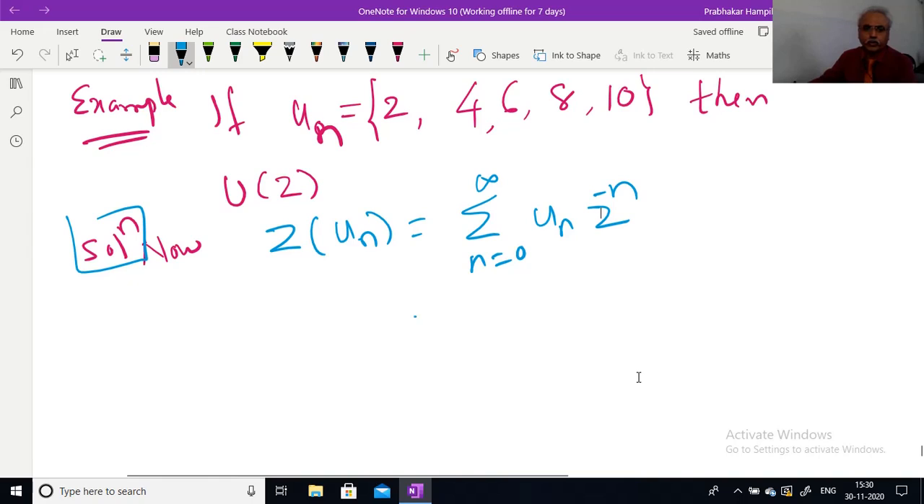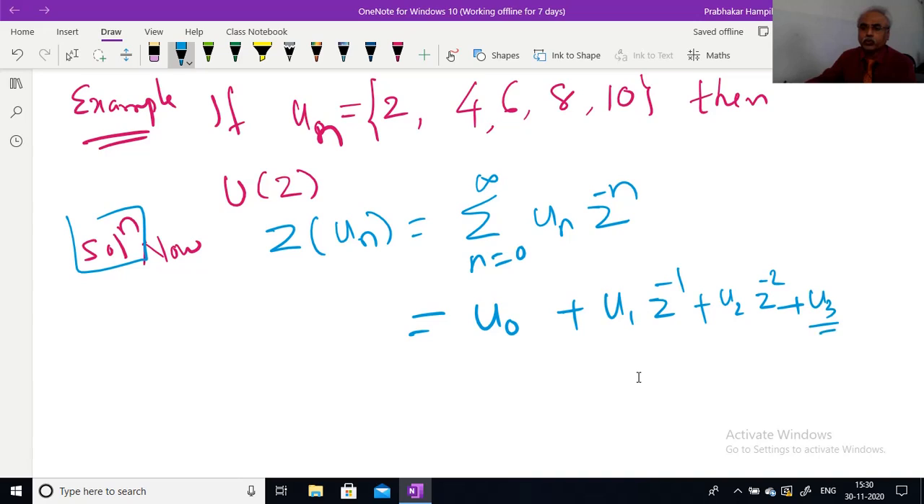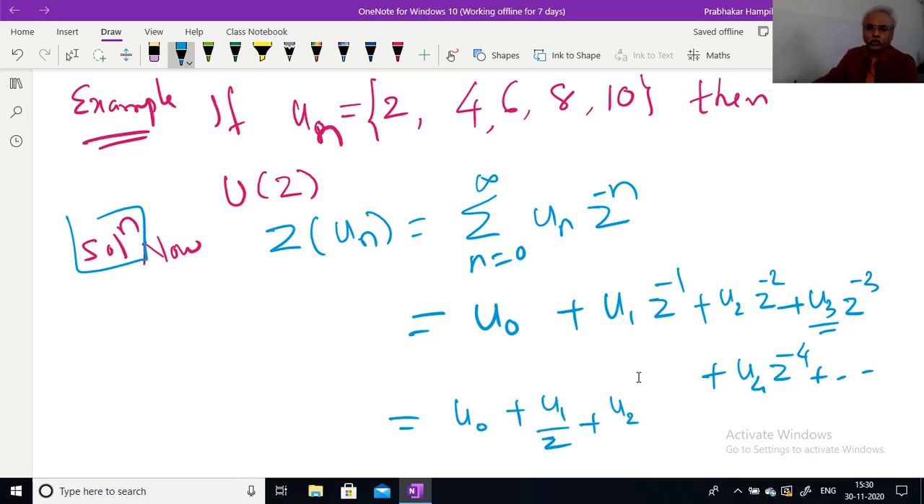First one is u0 z raised to minus 0, u1 z raised to minus 1, u2 z raised to minus 2, u3 z raised to minus 3 plus u4 z raised to minus 4, up to infinity like this. Or in a better form, u0 plus u1 by z plus u2 by z square plus u3 by z cube plus u4 by z raised to 4 and so on.